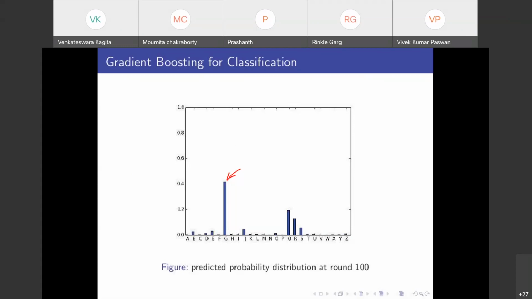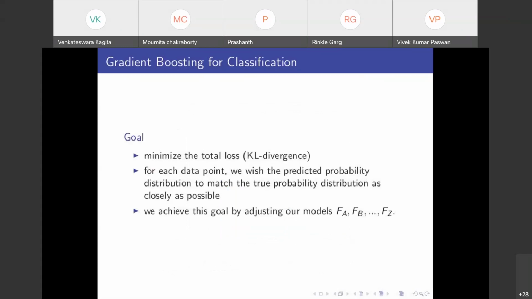So in the process of minimizing this loss function through the gradient descent algorithm, you can see that the probability for G is increasing and for the rest of them it is decreasing. This is the result at the 100th round. If you go for 200 rounds or 300 rounds, maybe it will be very close to the true probability distribution. So the goal is to minimize the total loss using the KL divergence. Loss is KL divergence. For each data point, we wish to predict a probability distribution that matches the true probability distribution, and we achieve this goal by adjusting the models FA, FB, and so on, FZ.